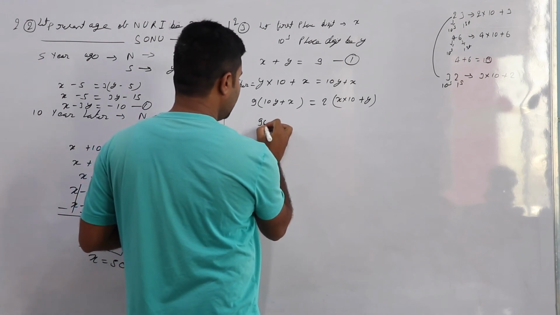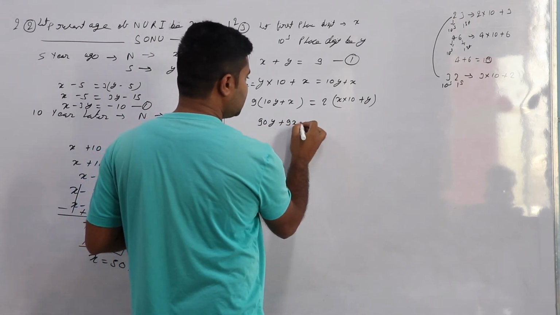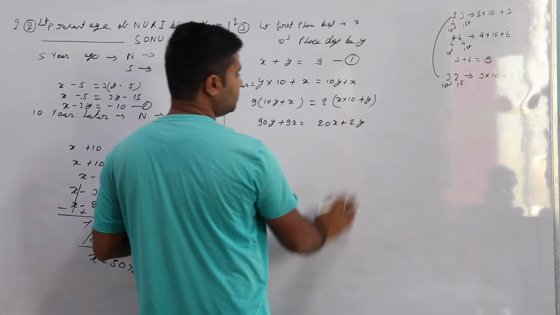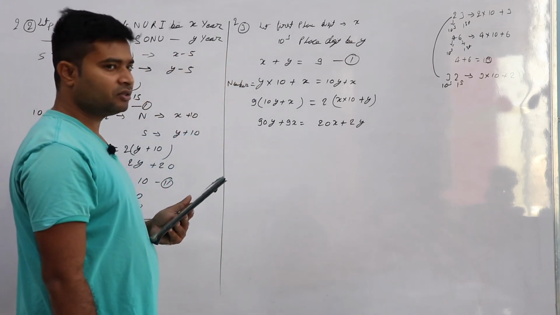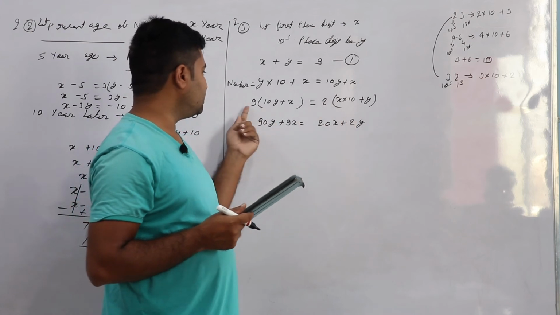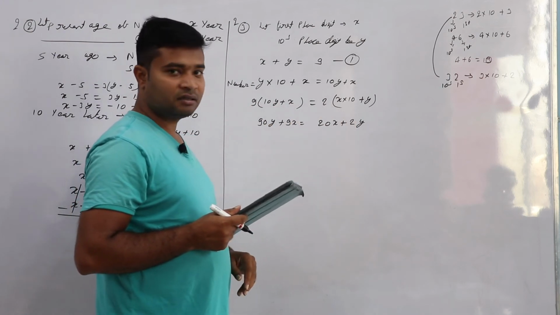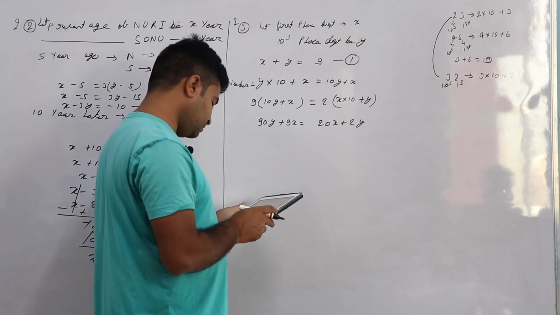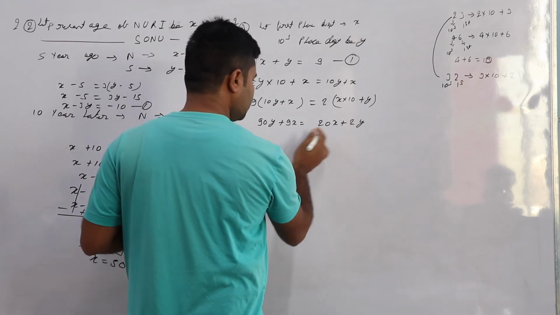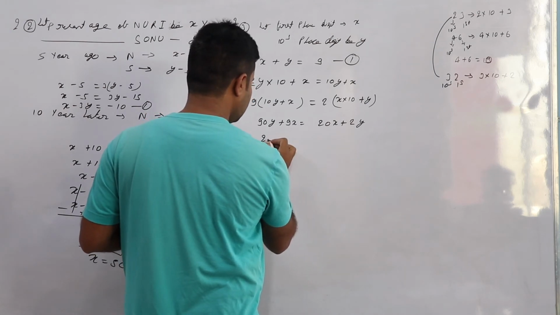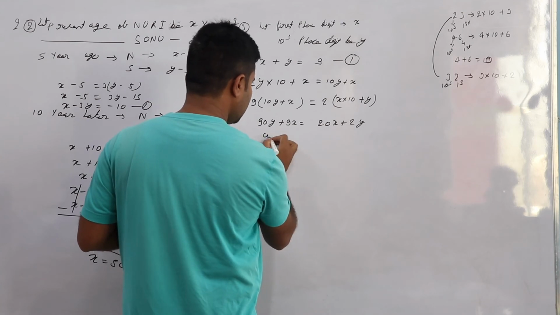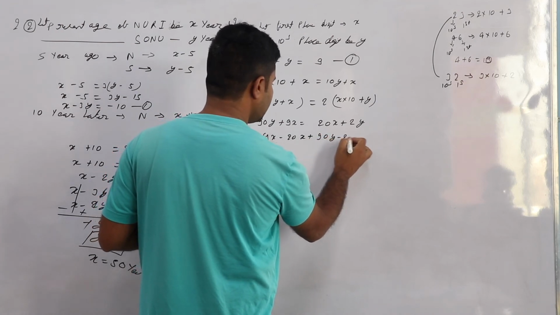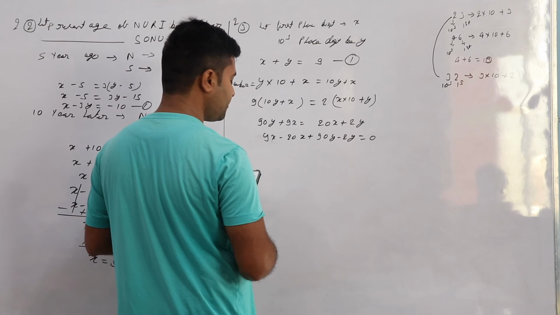So here 90y plus 9x is equal to 20x plus 2y. Yes or no? Yes, sir. 10 into 20 plus 2y, 10 into 9 is 90 plus 9x. So now just simplify it. 9x minus 20x plus 90y minus 2y is equal to 0. Yes or no? Yes, sir.